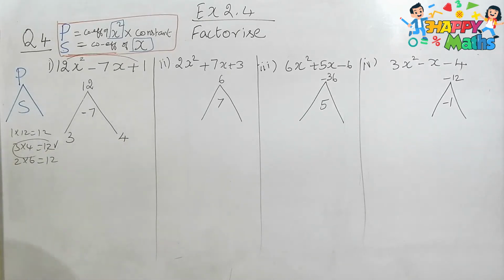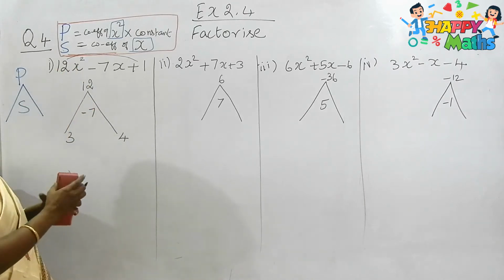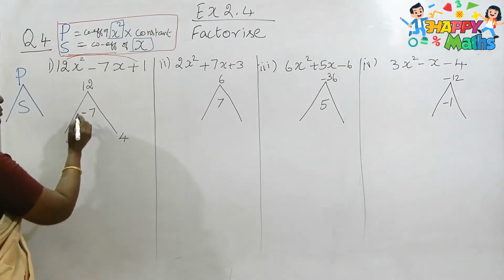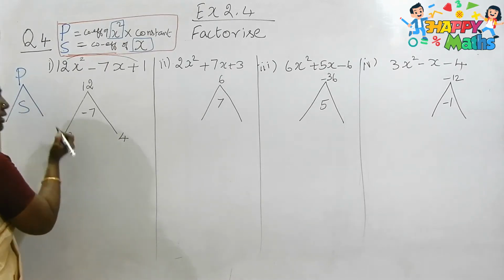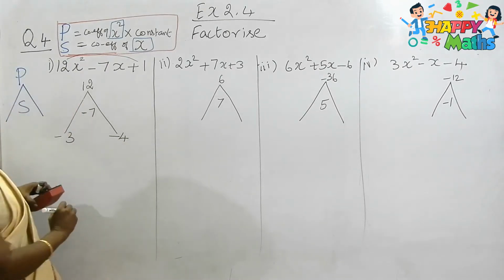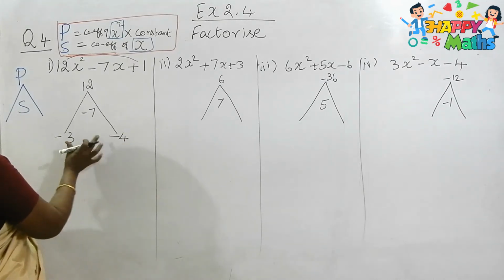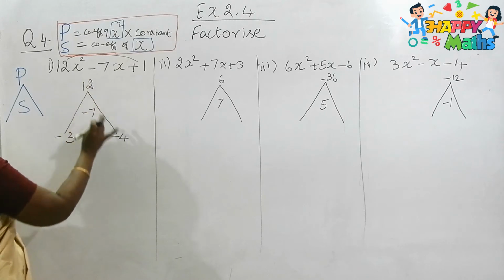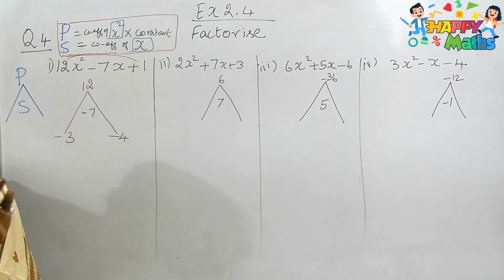After choosing that, you must think it in your mind. 3 4s are 12 only, that is good. But the sum is what? Minus 7. I told you, this is addition. So this is also minus 3, this is also minus 4. Both are with the same sign only. So 3 4s are 12, and then the addition of 3 and 4 is minus 7. We got the answer correct.